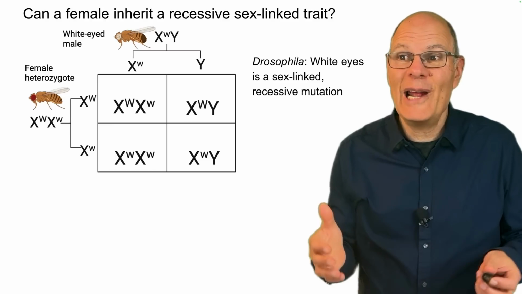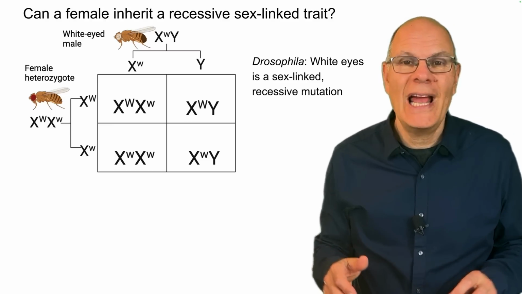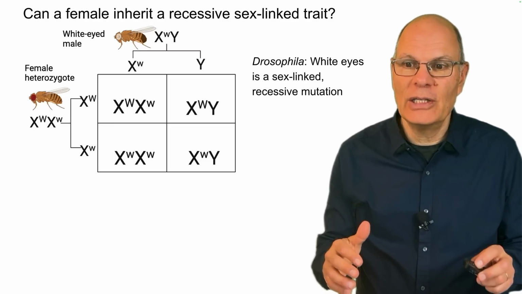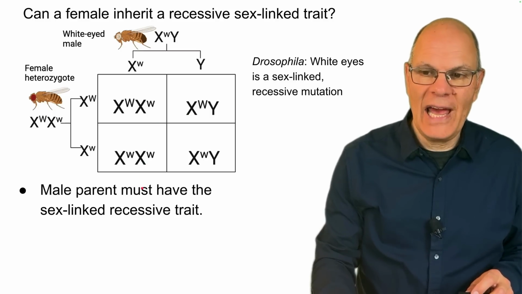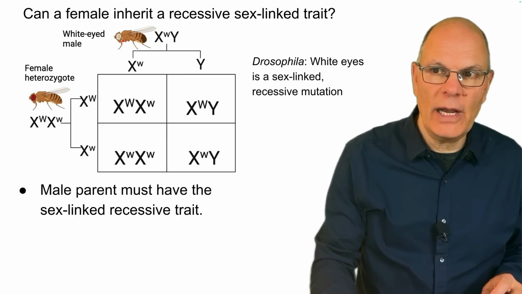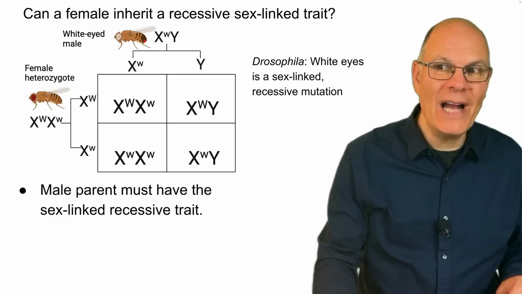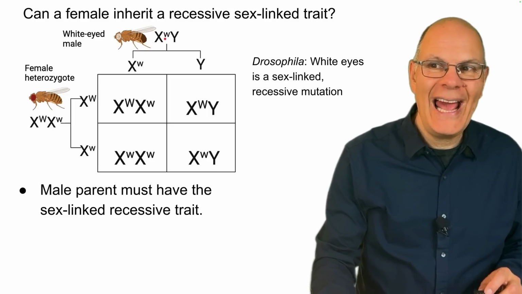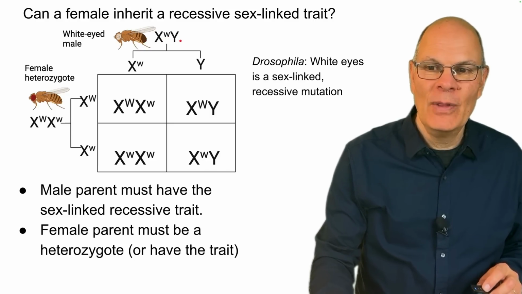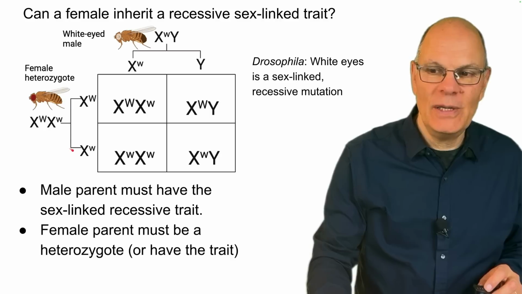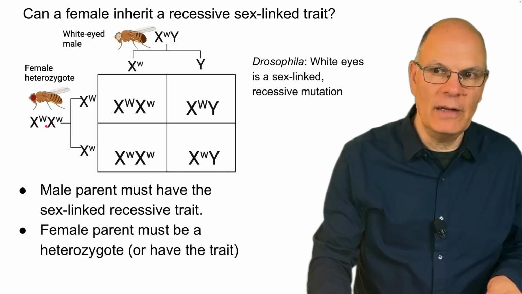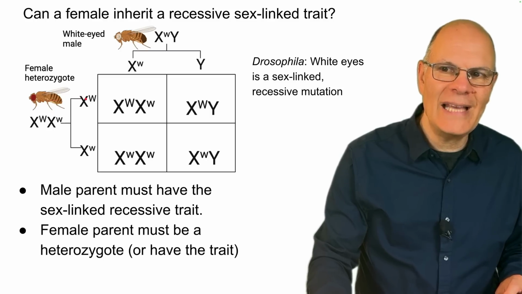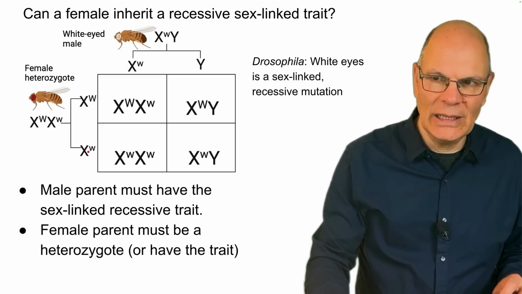Can a female inherit a recessive sex-linked trait? Absolutely, but it's uncommon. Here's what has to happen. The male parent must have the sex-linked recessive trait. So here we have a white-eyed fruit fly, X little w Y. The female must be a heterozygote in this case, or have the trait. So it could be a white-eyed female. Here the female is X big W, X little w.